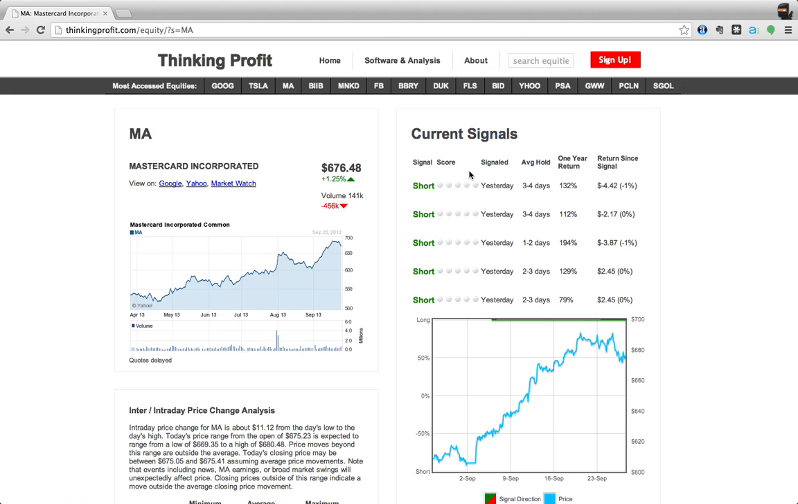So let's take a look here at Mastercard. Now, Mastercard has a series of shorts opened on it that were just signaled yesterday. The average holding times are between 1 and 4 days. The one-year returns are up to 132%, but the returns right now are just kind of wishy-washy: 0, 0, -1% since they signaled. And then we've got this graph down here.